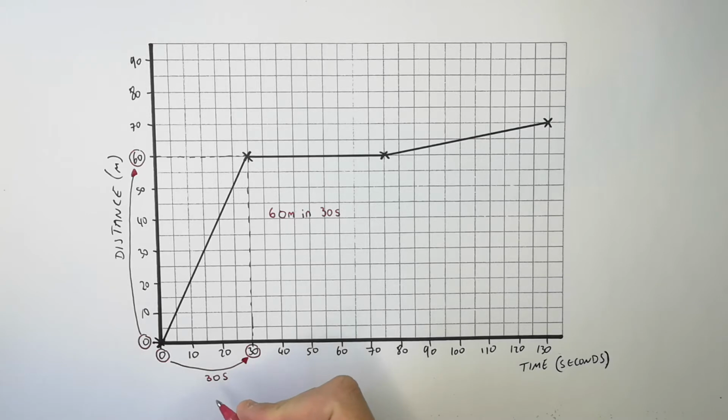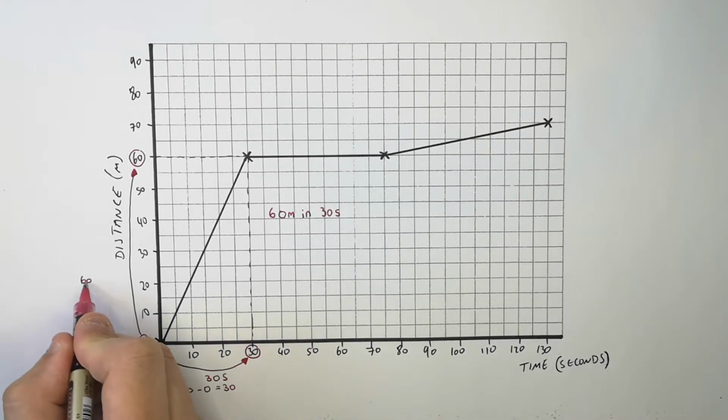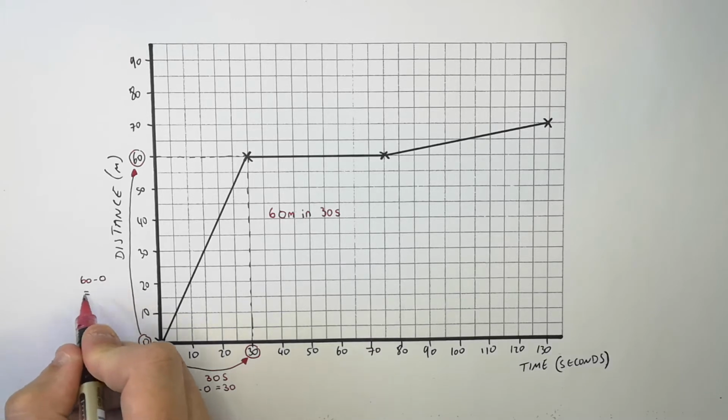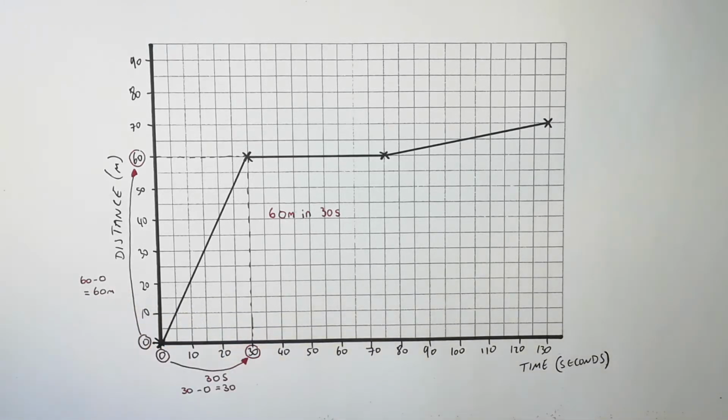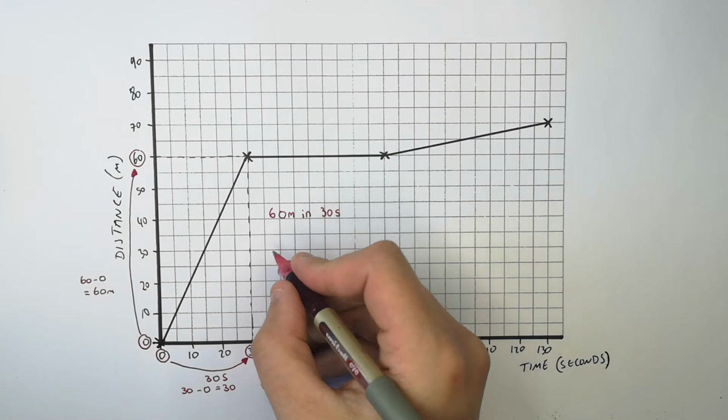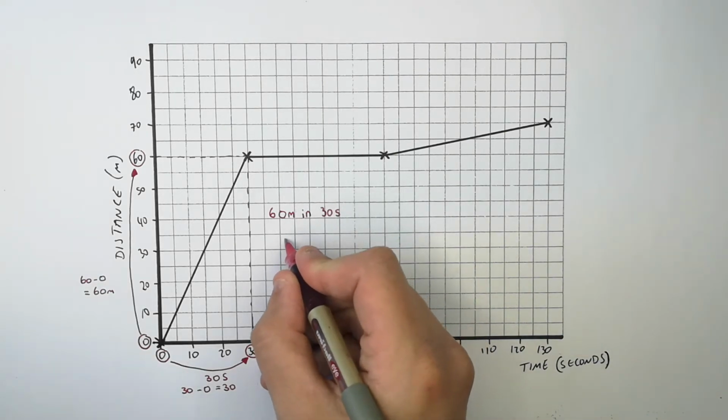And you calculate the time and the distance travelled by working out the change in distance and the change in time for that line. So the time is 30 seconds minus 0 seconds, which gives you 30 seconds. And the distance, you travelled 60 meters minus 0 meters equals 60 meters. So the gradient of this line is going to be the object's speed.